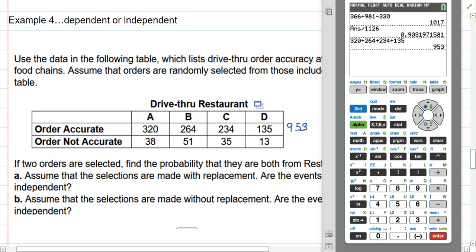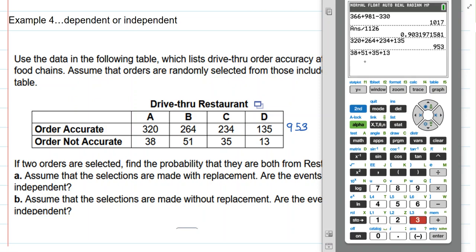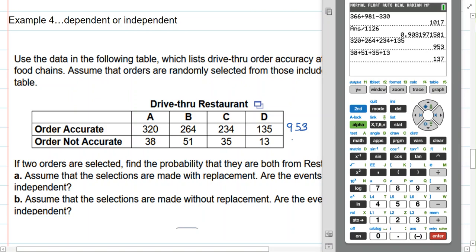Now I'm going to add the row that is not accurate. So that's 38 added to the 51, added to the 35, added to 13. And I'm double checking, so sometimes it gets sensitive. And I make mistakes. So this is 1090, it looks like.